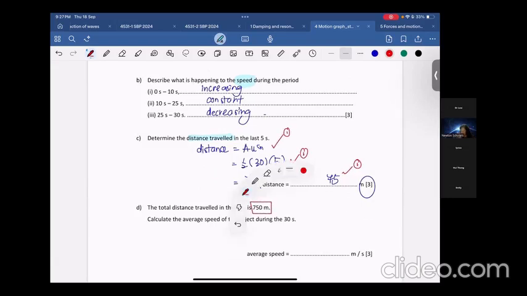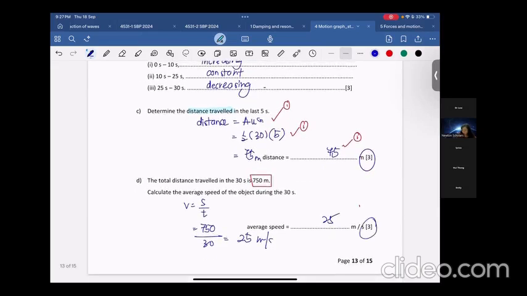Can you calculate the average speed? Easy. They just want to test your idea. Do you know how to calculate average speed? Average speed is distance divided by time. Total distance 750 divided by time 30. So your answer is 25 meter per second. 3 marks again. Formula 1 mark, substitution 1 mark, final answer 1 mark. Is that clear?